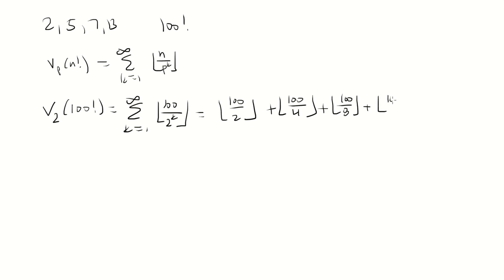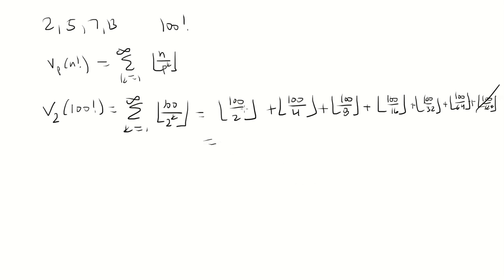When k is 4, we get 100 over 16. K is 5, we get 100 over 32. K is 6, we get 100 over 64. And then if we do k equals 7, we get 100 over 128, but the floor of that is going to be 0, so it doesn't matter to include that and anything beyond that. So we can stop at 100 over 64.